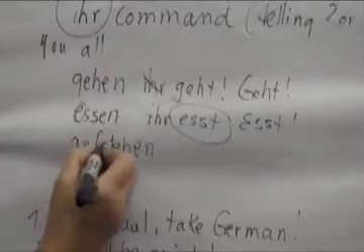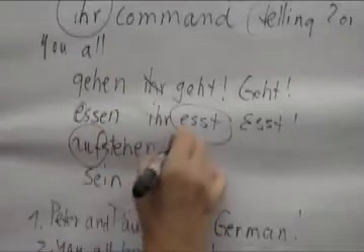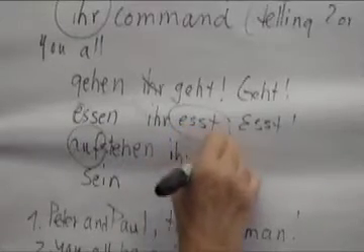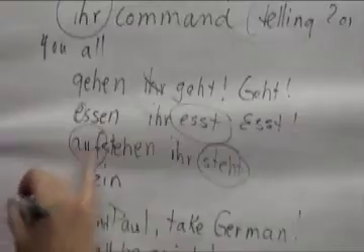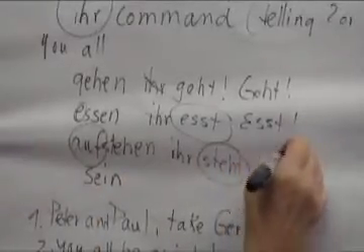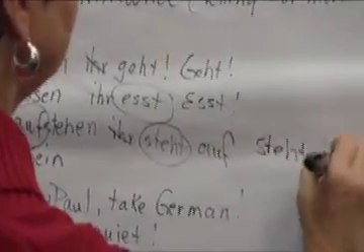Aufstehen, separable prefix. Alright, you know the ihr form of stehen would be ihr steht. We learned that the prefix goes to the end, right? Ihr steht auf. Drop off the ihr, we have our command. Steht auf. Get up. Go, eat, get up.